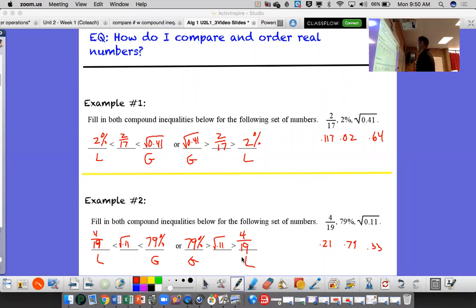Now, don't forget, the least to greatest one has a less than symbol. The greatest to least has a greater than symbol.